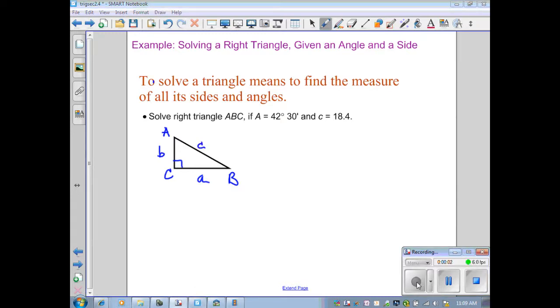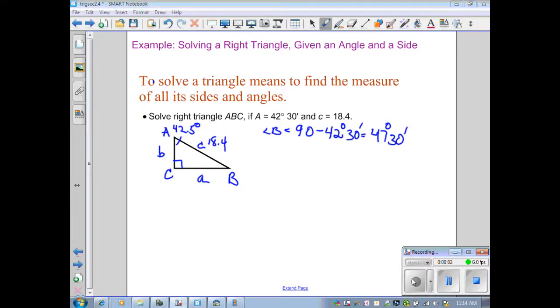Let's continue with the problem. I'm given that the measure of angle A is 42 degrees and 30 minutes. And I also know that this is a right triangle, so I have a right angle. Therefore, I know that angle A and angle B are complementary, so I can find angle B by taking 90 minus 42 degrees and 30 minutes, which gives me the measure of angle B to be 47 degrees and 30 minutes.